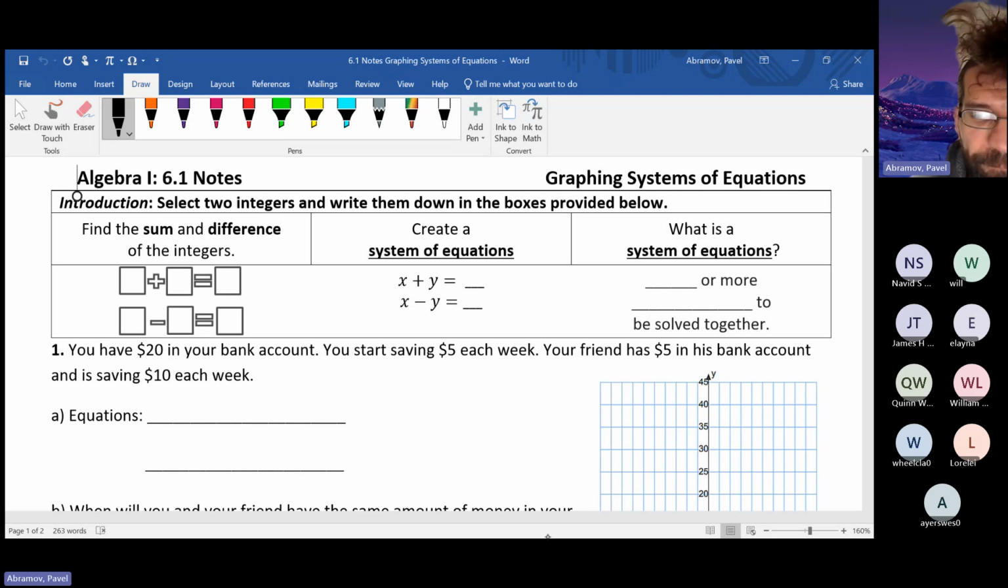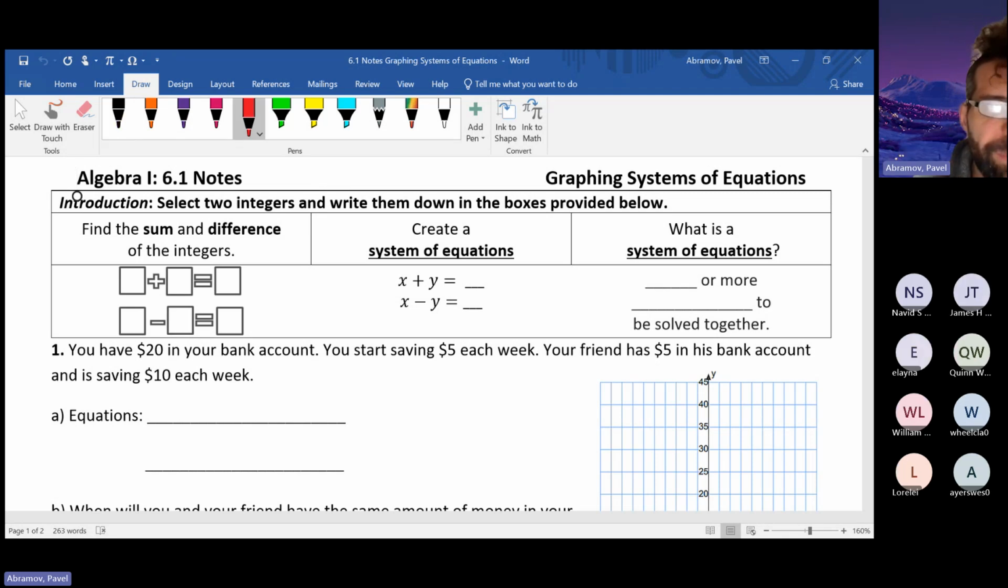Let's say we want to find two integers and find their sum and difference. Any two integers, an integer means a whole number. It could be positive or negative. So for example, let's say we're going to use 5 and 6. Then 5 plus 6 is, of course, 11. And then we're going to find the difference of these two integers. For example, 5 minus 6, which is, of course, negative 1.